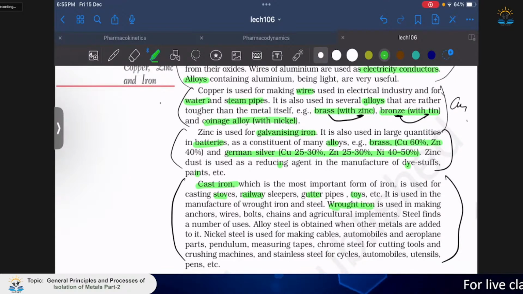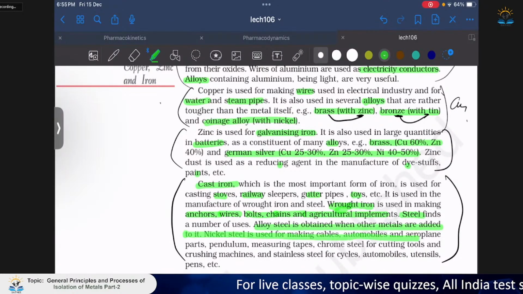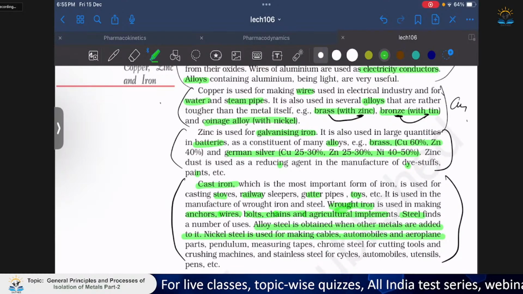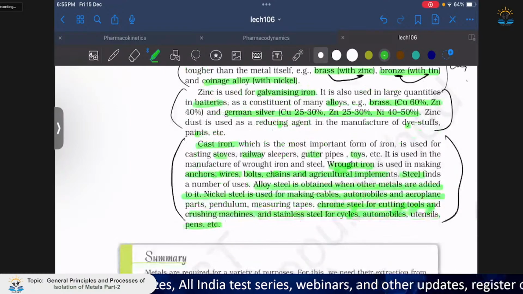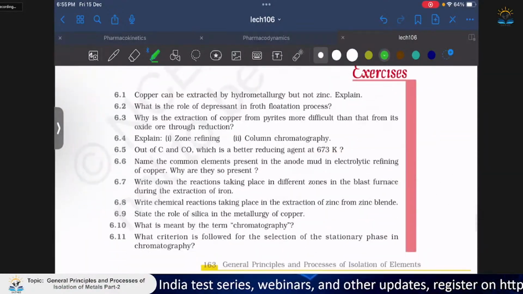Now, wrought iron is used for making anchor, wire, bolt, chain, agricultural implement. Steel. Alloy steel is obtained when other metals are added to it. Nickel steel is used for making cables, automobiles, aeroplane parts, etc. Chrome steel is for cutting tools, crushing machines, all sorts of equipment like that. So this is the chapter we have done. We'll go to the previous year questions.